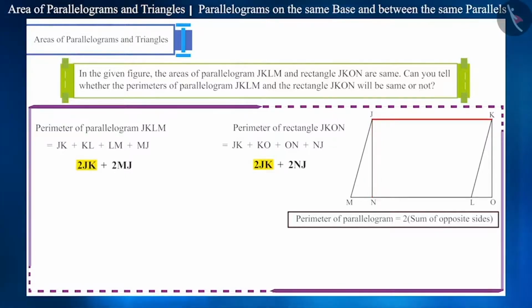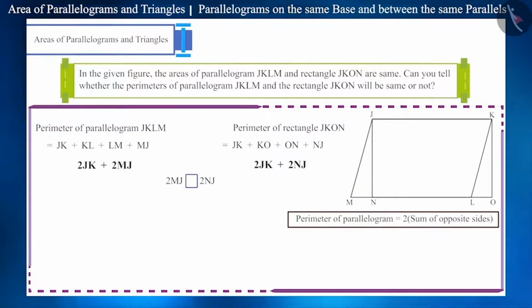Here, 2JK is common to both sides. Therefore, to compare the perimeter of parallelogram JKLM and rectangle JKON, we have to compare their sides MJ and NJ. We can write it like this. Can you tell what would be the relation between the two? Will these two be equal? Let me give you a hint.